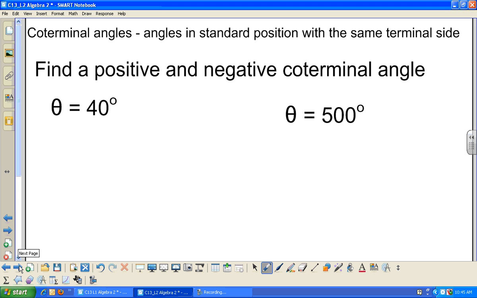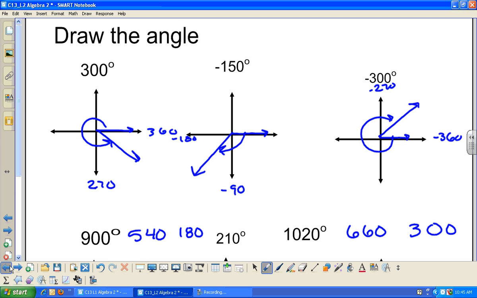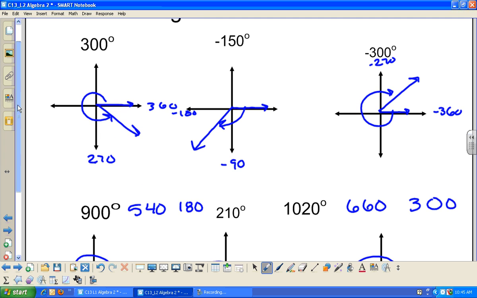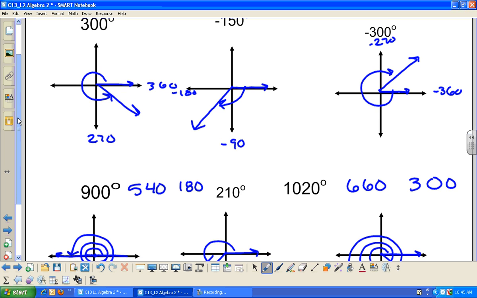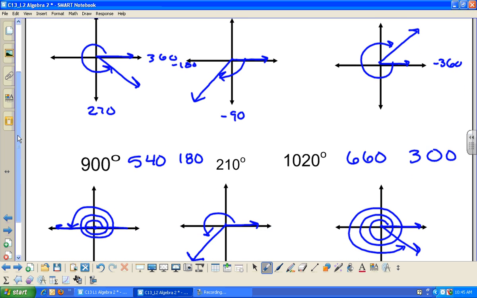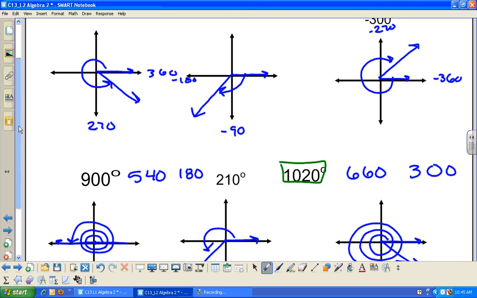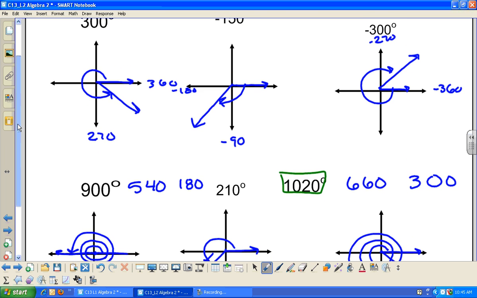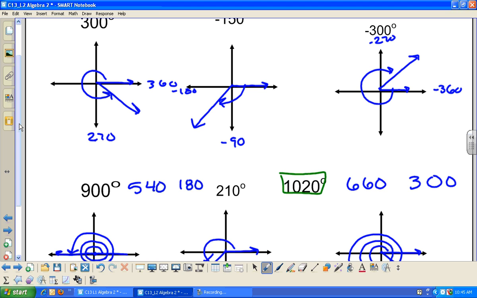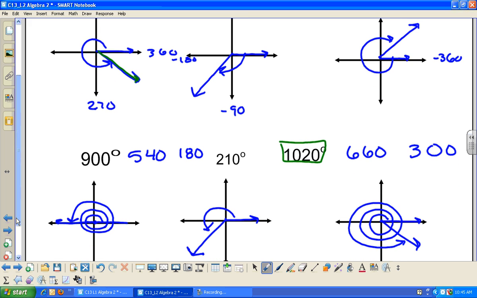Co-terminal angles. These are angles in standard position with the same terminal side. So if I go back, if you look at your 300 and your 1020, they both have the terminal side at the same spot. The only difference here is that 1020 has two extra circles beyond 300. These two angles would be coterminal angles because they have the same terminal side. That means even though 1020 went around two more times, it's still the same side ending at 300. So these two would be coterminal angles.